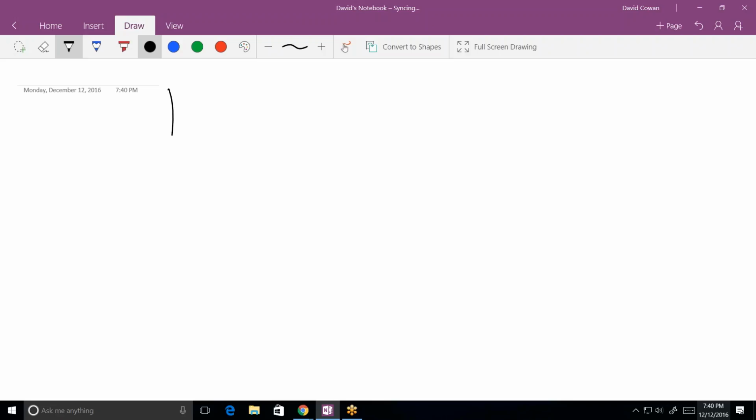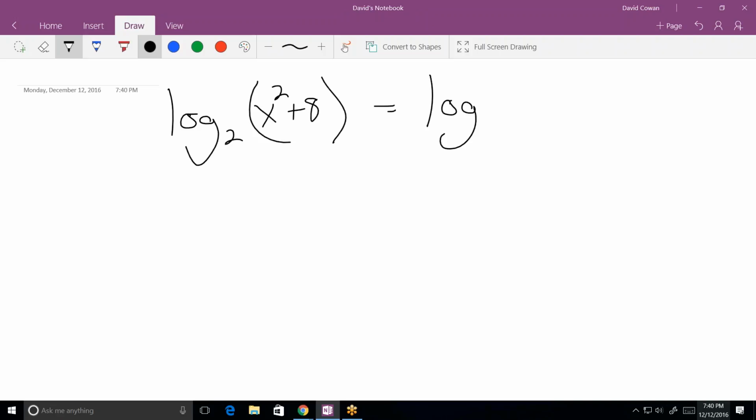Log base 2 of x squared plus 8 equals the log base 2 of x plus the log base 2 of 6. Now, one second. The only time that we can apply these log rules is if it's the same base. If one of these bases was not 2, I wouldn't be able to do much with it. Okay. What's my first step going to be?